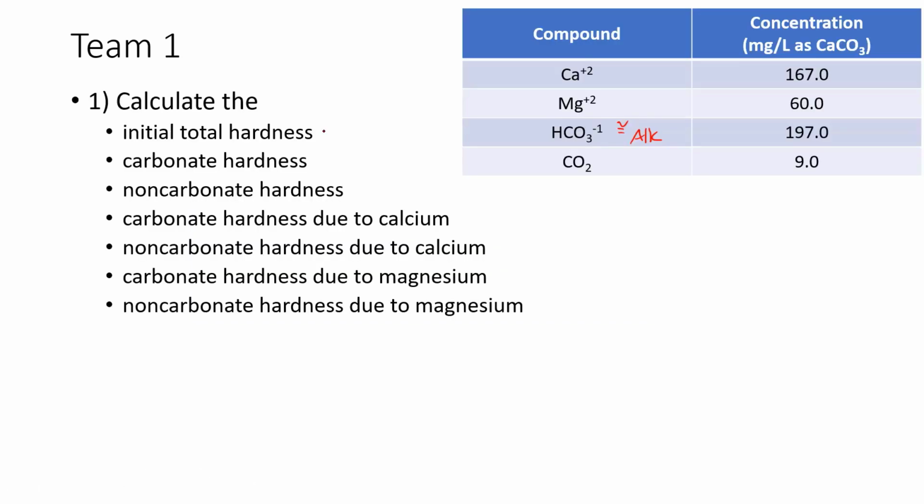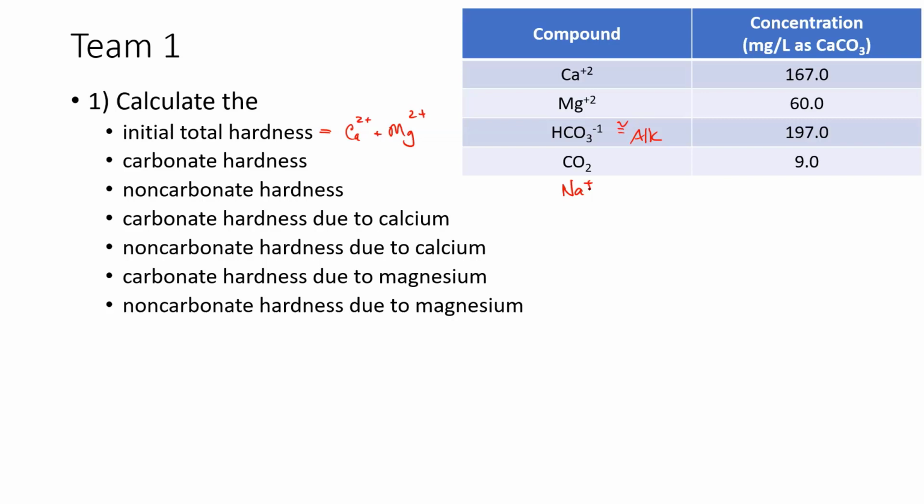So most of you, it looks like, got that. It is the sum of the calcium and magnesium ions. Now, if I hadn't included sodium, so if I had the sodium here, do we include sodium in the concentration and the total hardness?